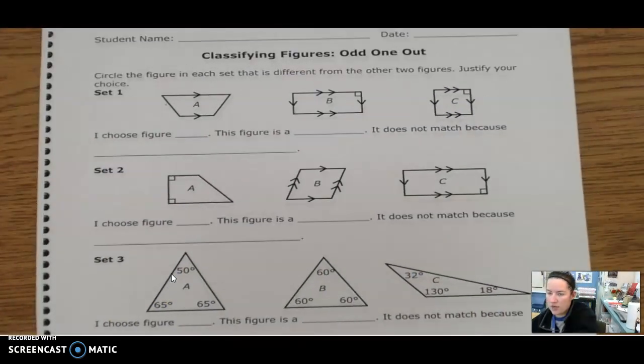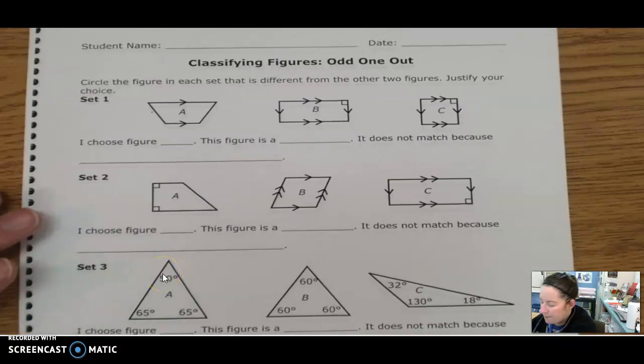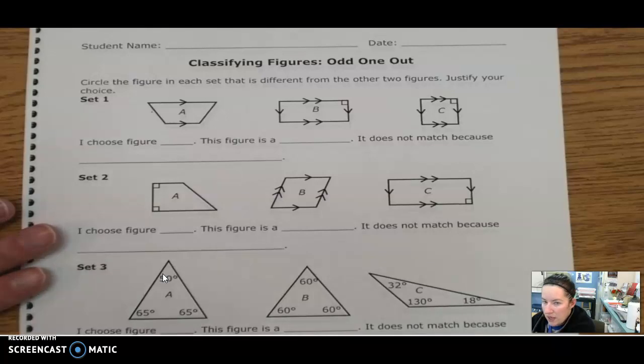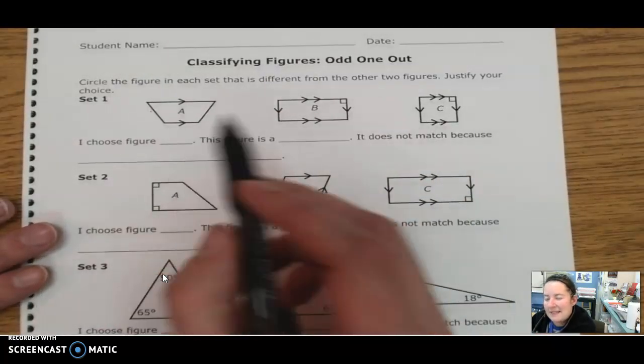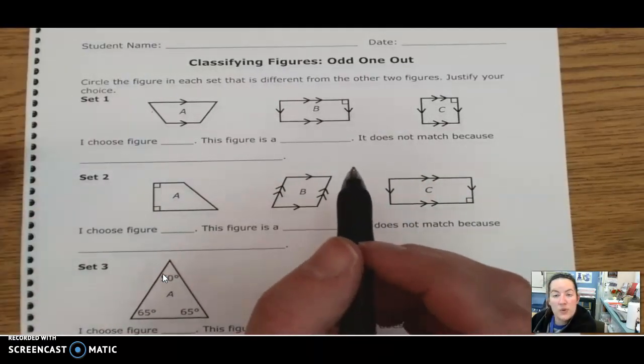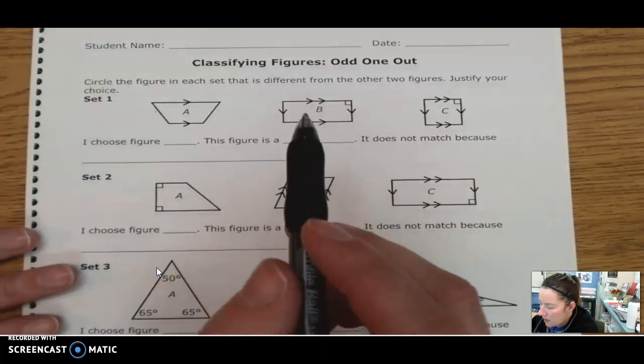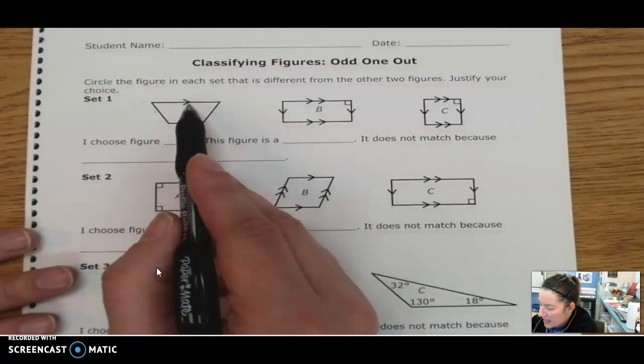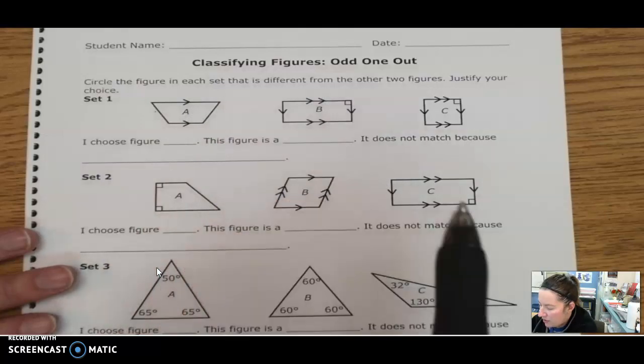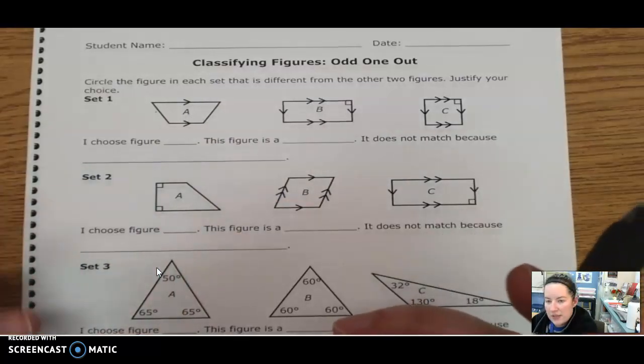I'm going to do this little activity and you're going to follow along. It says classifying figures. We're going to find the odd one out. For each set, there's one that doesn't match the others, and we're trying to find which one doesn't belong. Circle the figure in each set that is different from the other two figures and justify your choice.